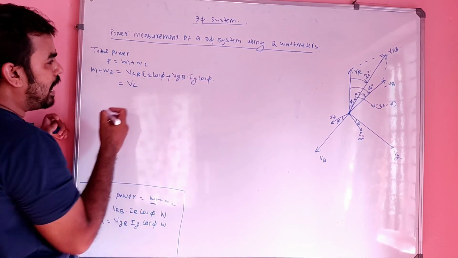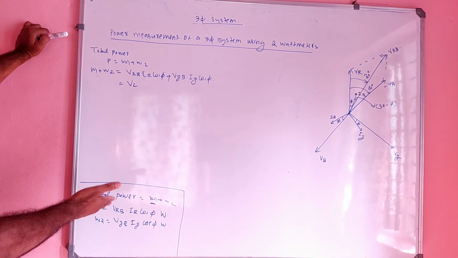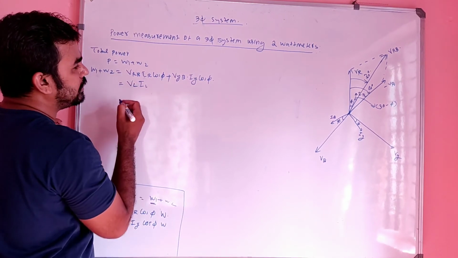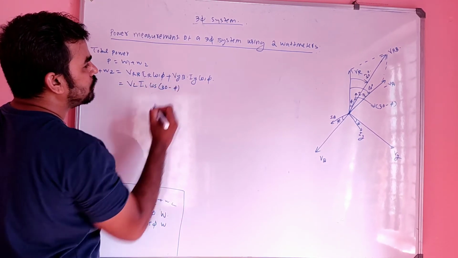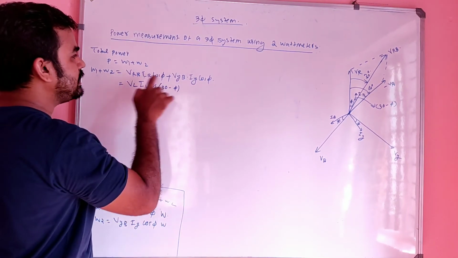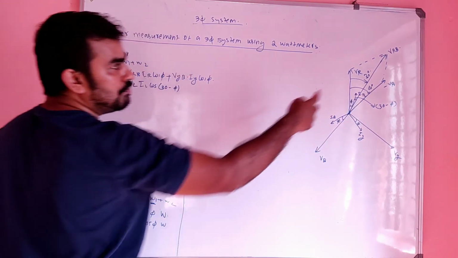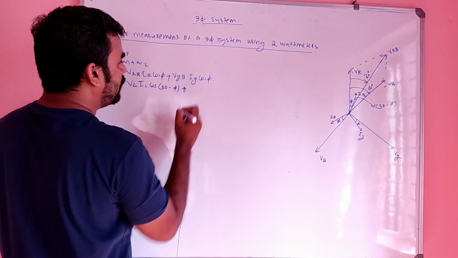VRB is a line quantity, and IR, suppose it's a star connected system, no? We are doing this for a star connected system, right? So IR and IL will be the same, no? So this can be written as VL IL cos(30 minus phi) actually. That means this angle is 30 minus phi, right? This is the angle between VRB and IR. From the diagram, the angle between VRB and IR will be 30 minus phi. Okay, and let's do the next one also. What will be the next thing?